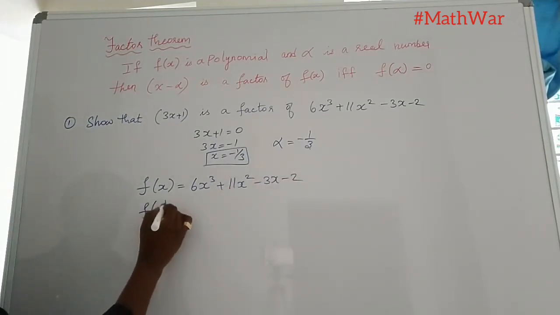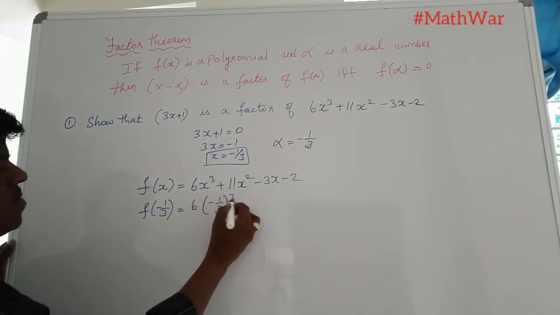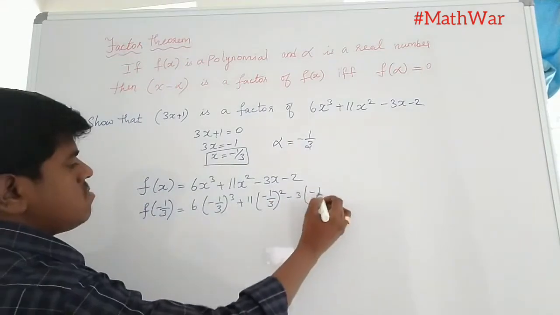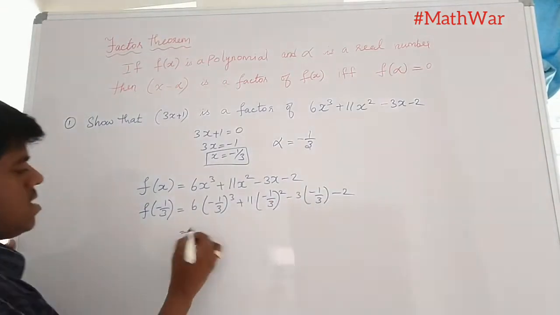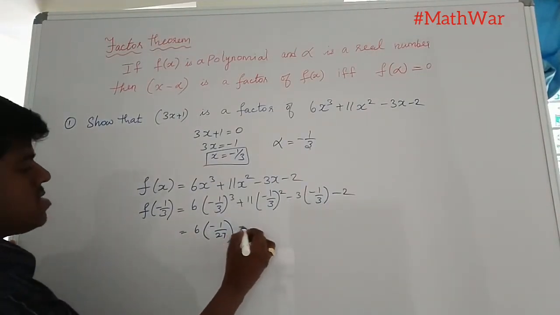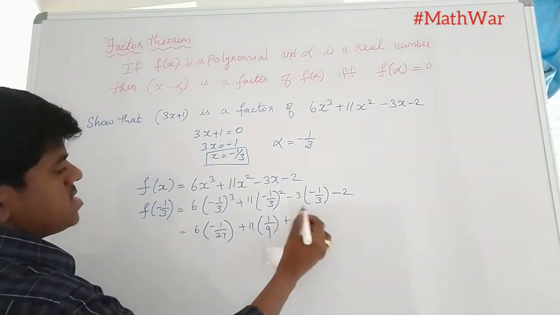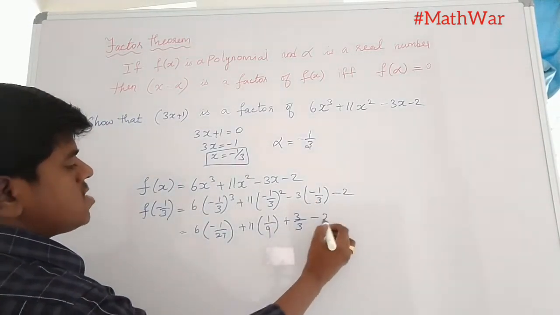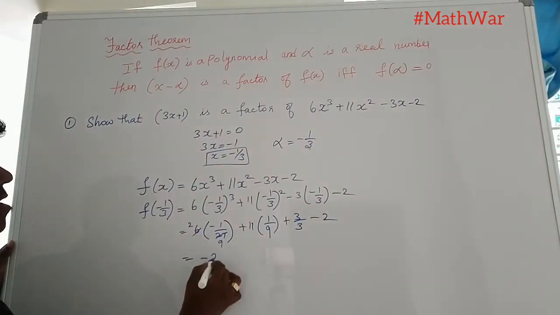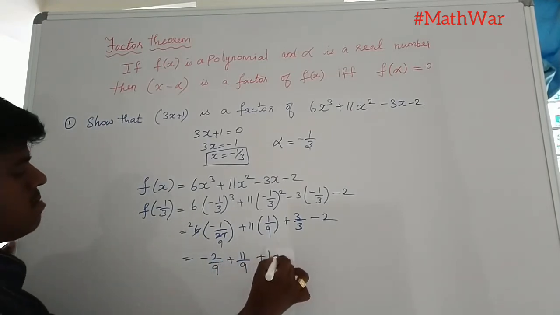Now f of minus 1 by 3 is equal to 6 into minus 1 by 3 whole cube plus 11 into minus 1 by 3 whole square minus 3 into minus 1 by 3 minus 2. That is equal to 6 into minus 1 by 27, next plus 11 into 1 by 9, minus into minus becomes plus 3 by 3, minus 2. That is equal to, if you cancel that, here 2, here it will become 9. Minus 2 by 9 plus 11 by 9 plus 1 minus 2.